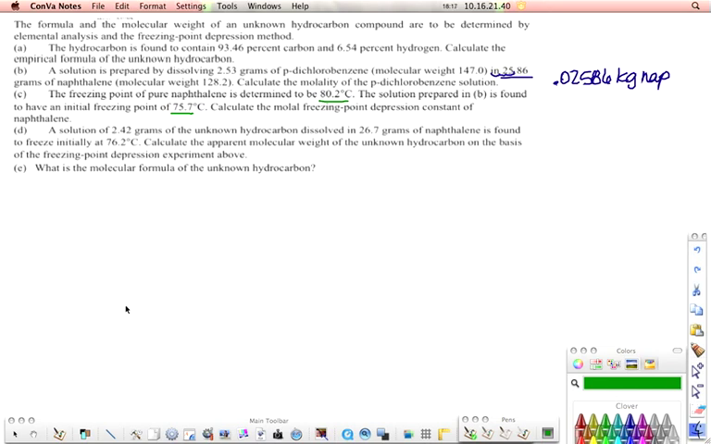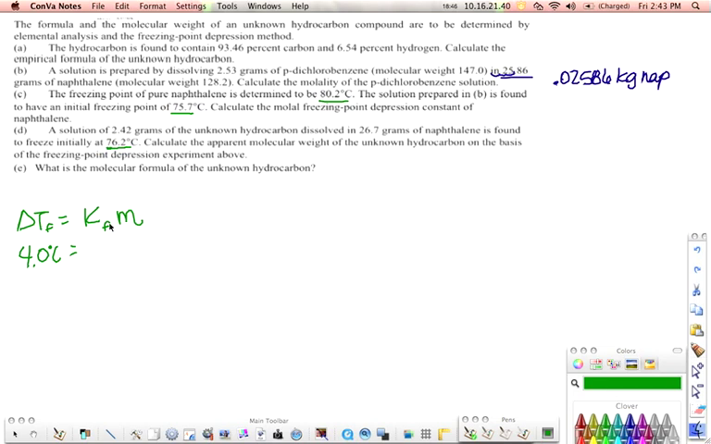So now looking at the new one, it freezes at 76.2 now instead of the 80.2. So again, the change in the freezing point is equal to the freezing point constant times the molality. This time, we don't know the molality. We know the change in freezing point. It's just 80.2 minus 76.2, or 4 degrees Celsius.